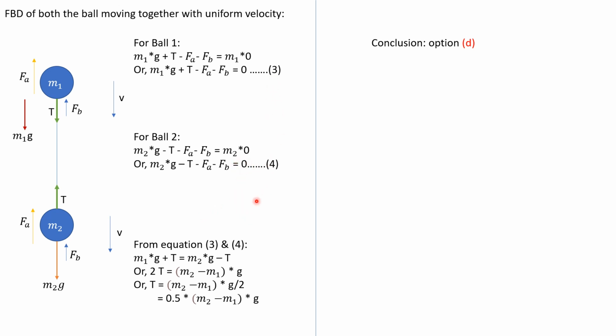So from equations 3 and 4 you can easily calculate that T is equal to (m2 minus m1) times g times 0.5. And if you go and see the options, D is the option matching the outcome of the tensile force over here. So our answer is D.